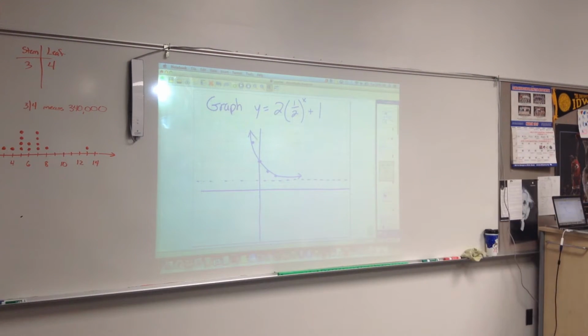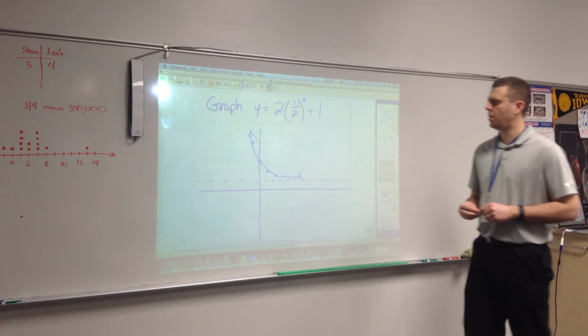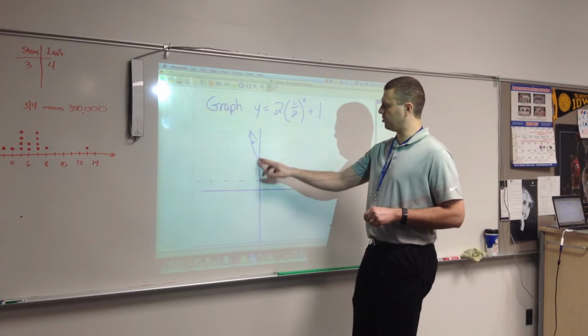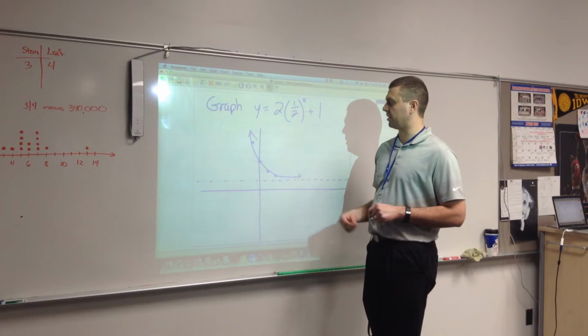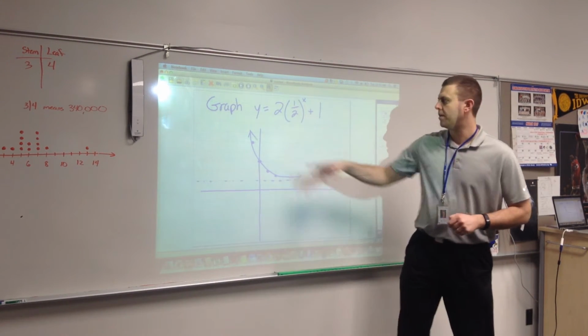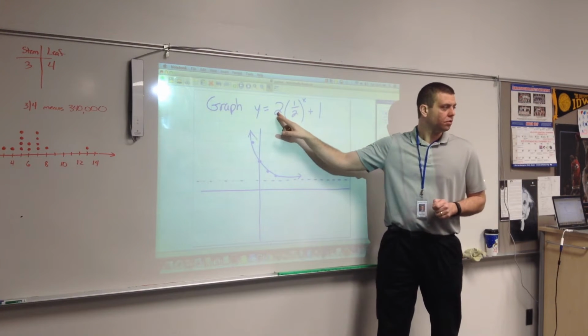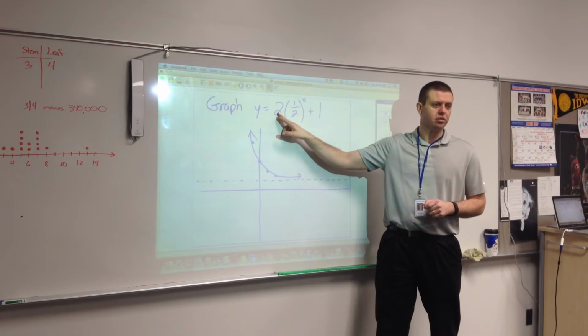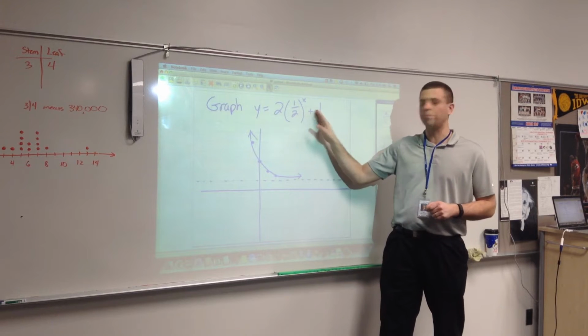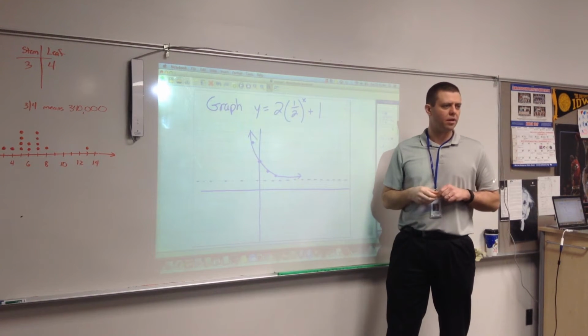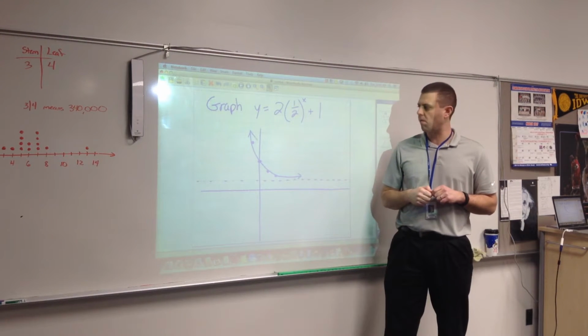There's a quick sketch of the final graph. It has a horizontal asymptote at y equals 1. It now passes through the y-axis at 0, 3. It would have started at 2. Your original starting amount, or your original y-intercept would have been 2, but then the plus 1 moves everything up 1, so now my new y-intercept is at 3.